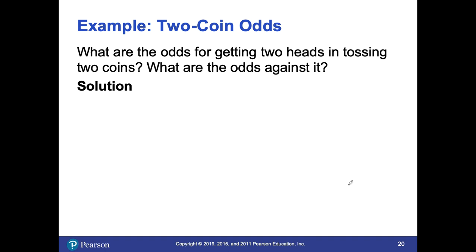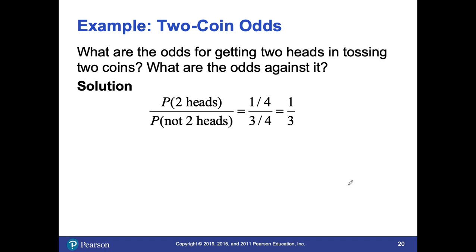So for example, what are the odds for getting 2 heads when tossing 2 coins? What are the odds against it? Pretty simple. The odds for getting 2 heads when tossing 2 coins. Well, we already talked about this earlier, so I'll just go right to it. You toss 2 coins. There's a 1 in 4 chance that you actually get 2 heads.